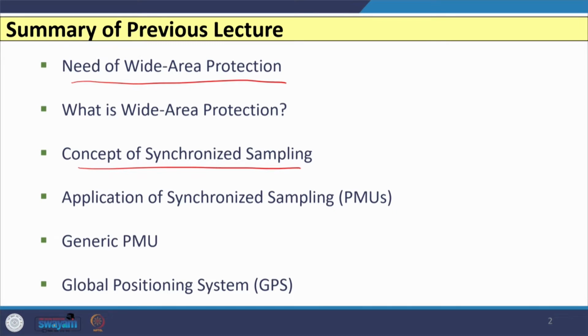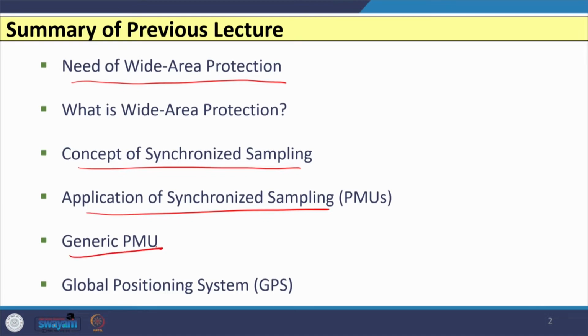And then we discussed that if we wish to apply the concept of synchronized sampling, then we have to utilize a device known as the phasor measurement unit, which will give you as an output phasor values of voltage and current estimates. Along with that, some additional estimates are also possible, like frequency and rate of change of frequency.